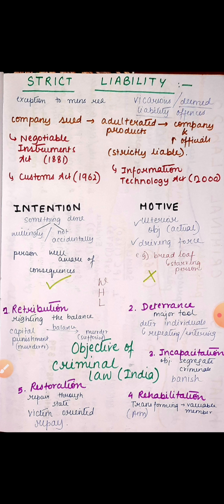Doing something intentionally means doing something willfully, and not accidentally or mistakenly. I have done something knowing the consequences or the outcomes of the act, whether good or bad, that doesn't matter. This intention is the only thing required for affixing criminal liability. It doesn't matter if an act was done with good intent or bad intent.